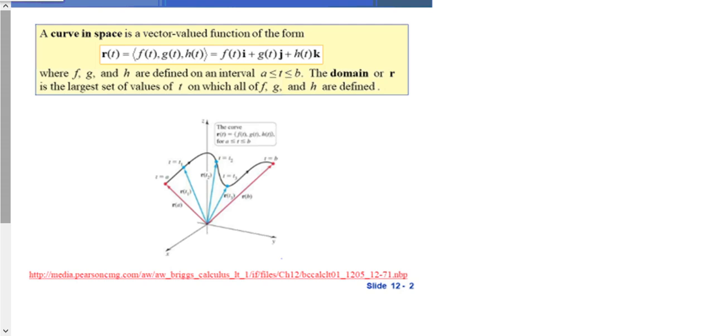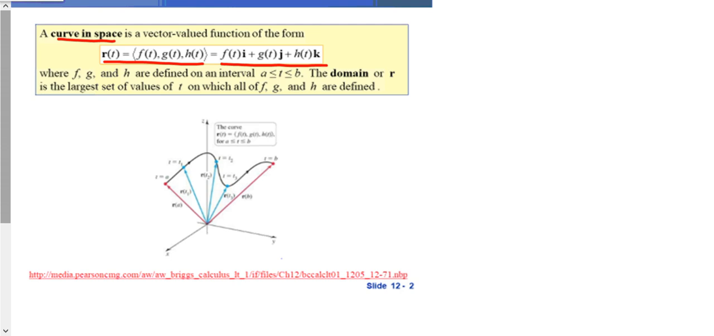Okay, so this definition of a curve in space, it's going to be a vector valued function. So it's going to be of this form. And so instead of calling it x of t, y of t, z of t, they just use functions to represent those. So f of t, g of t, h of t. And so since this is a vector, you can see the brackets around it, we could also write it in the ijk format. F of t is the ith component, g of t is the jth, and h of t is the kth component.